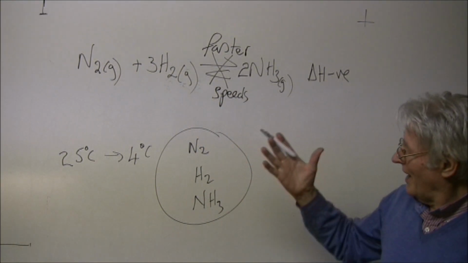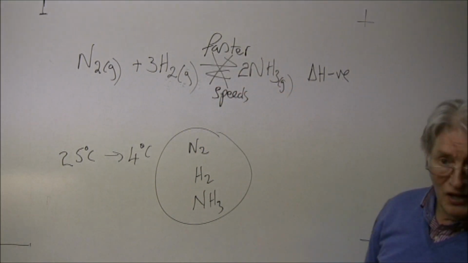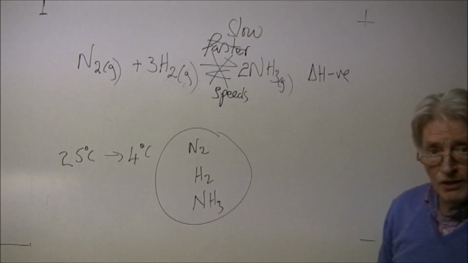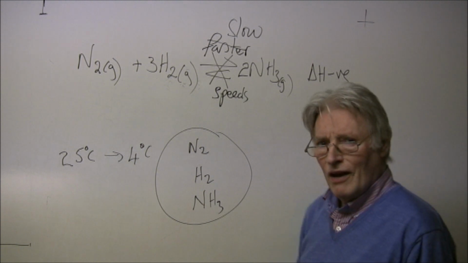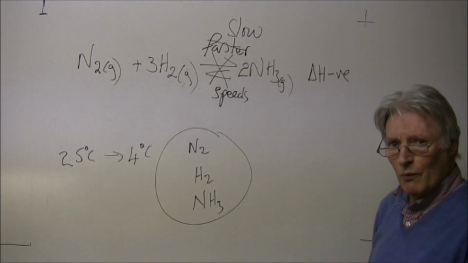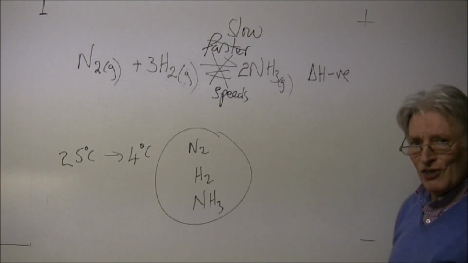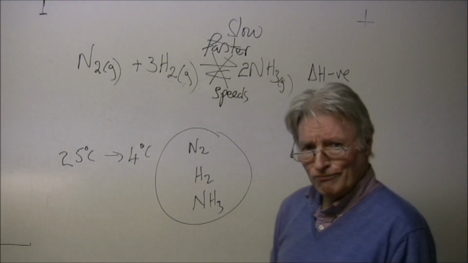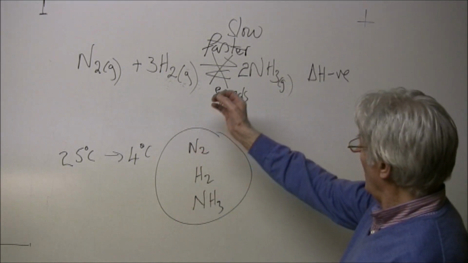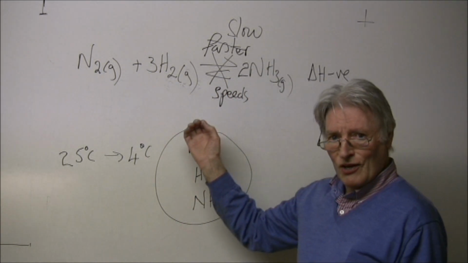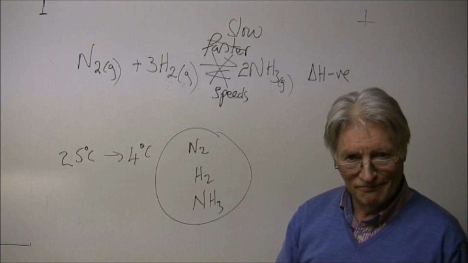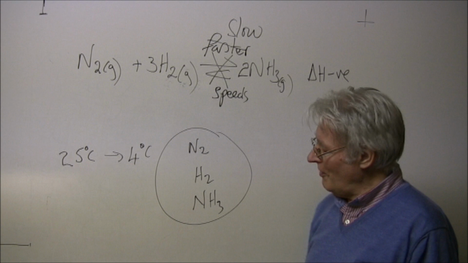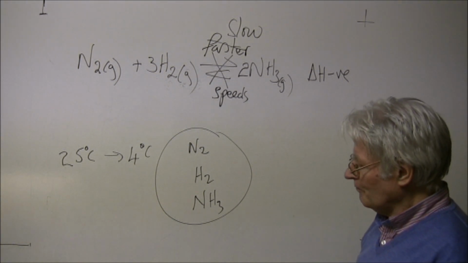Nitrogen and hydrogen are beginning to diminish. It slows. But eventually, if we leave this system in the fridge, a new state of dynamic equilibrium will be produced, where the rates of reaction in both directions will become equal again. But when they do so, the position of equilibrium will have shifted to the right. There will be more ammonia present in the fridge than there was out in the room at 25 degrees centigrade.